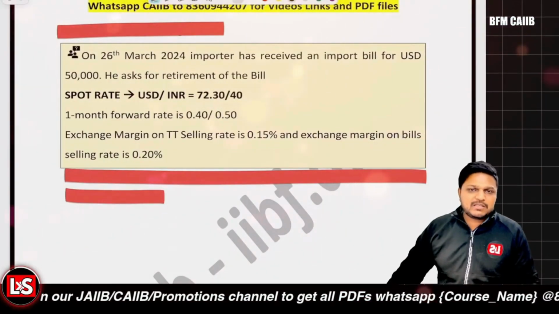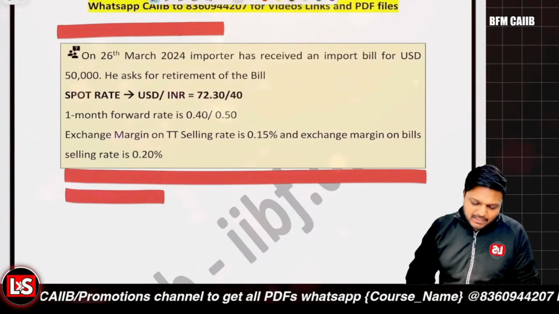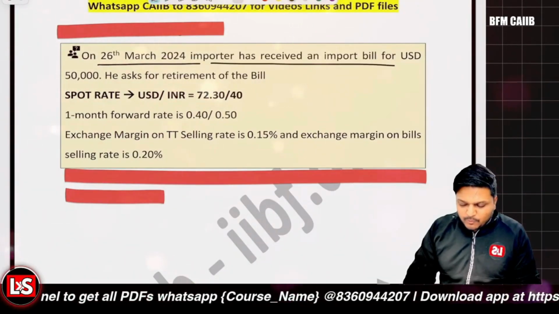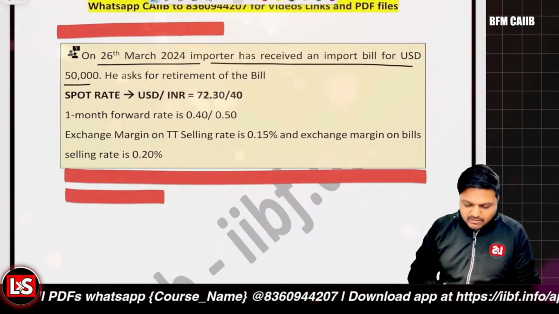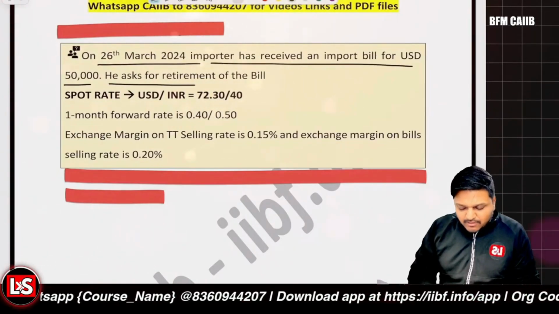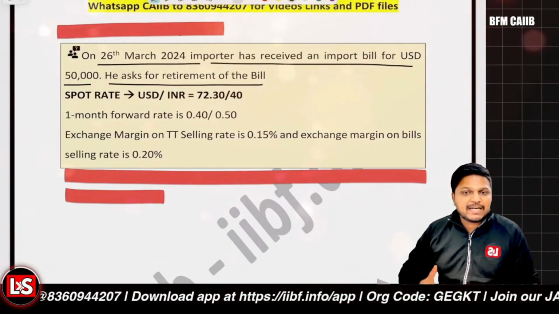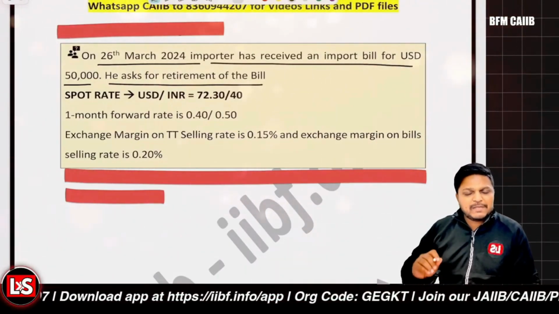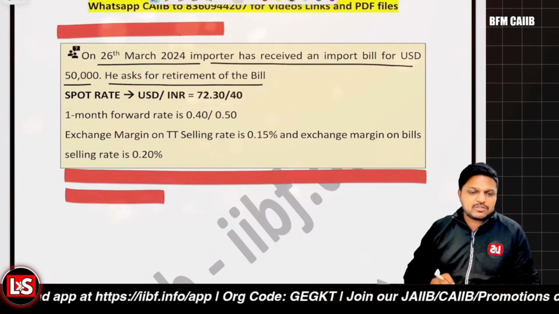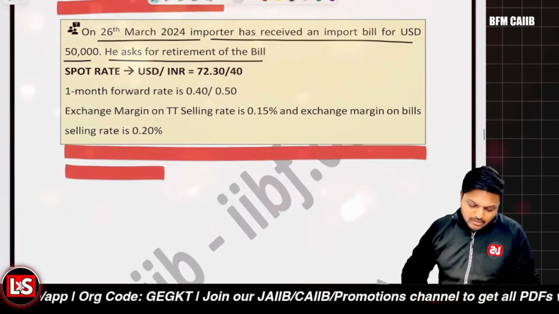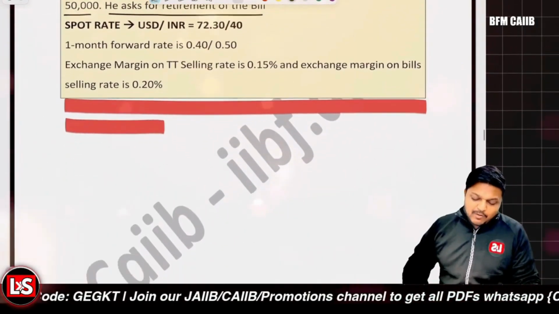The question says that on 26th of March 2024, the importer has received an import bill for USD 50,000. He asks for the retirement of the bill. I'll be explaining each and every concept. You just need to tell me what rate is applicable. So we are talking about the retirement of the bill.